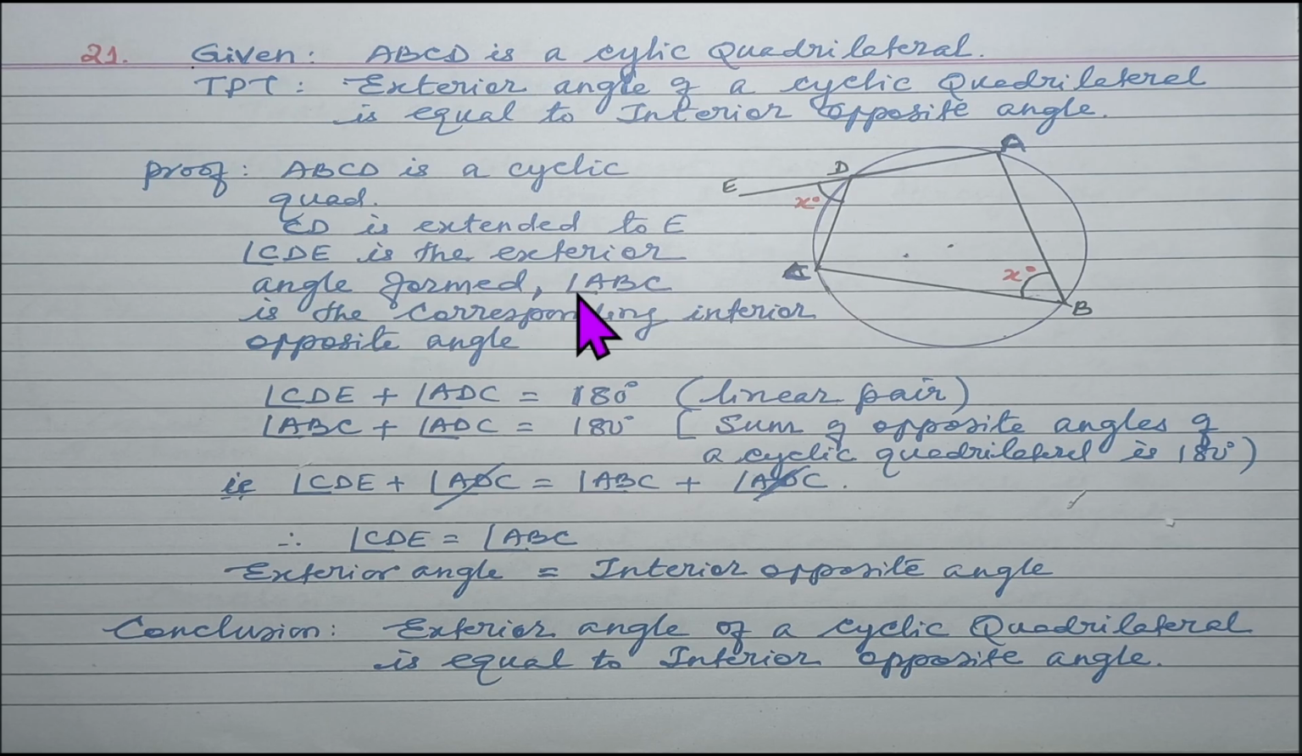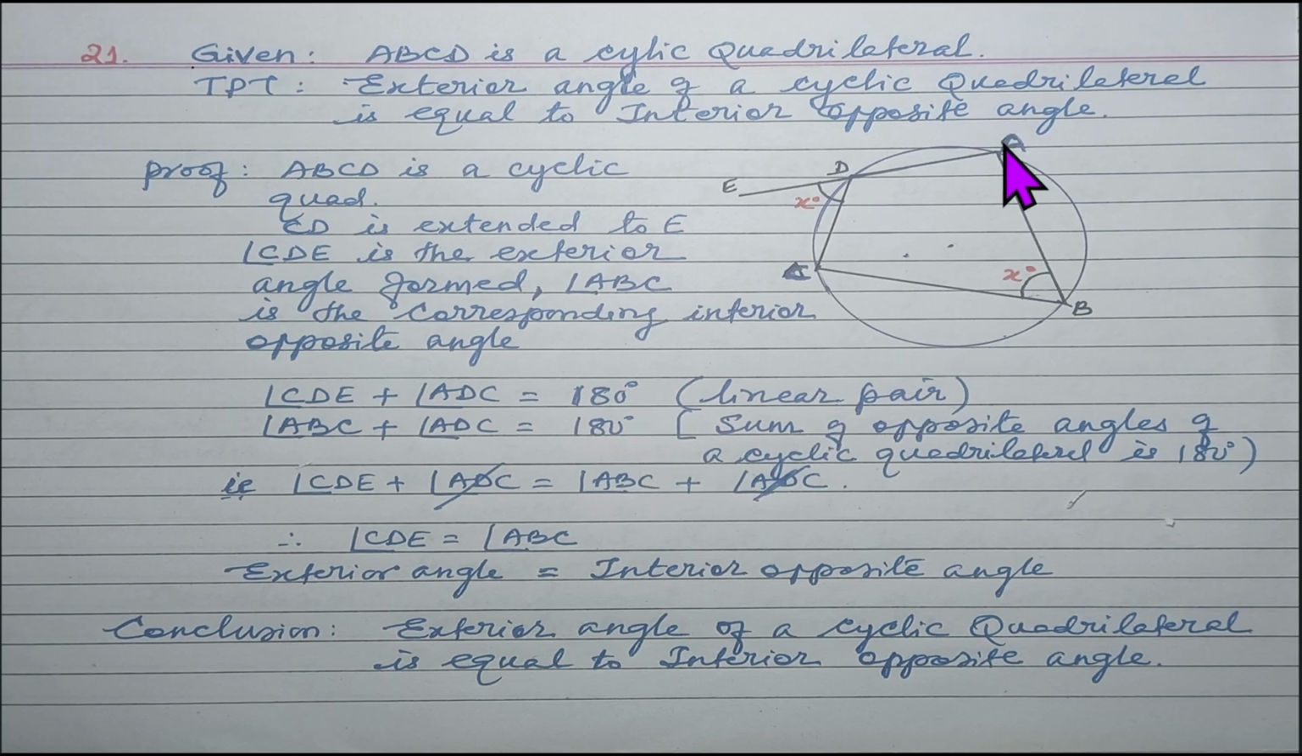CDE is the exterior angle formed, and angle ABC is the interior opposite angle. So please understand, CDE is the exterior angle. For this angle CDE, the interior opposite angle is angle ABC. Now we have to prove that exterior angle CDE is equal to interior angle ABC. Now it's very simple. Let us consider angle CDE plus angle ADC. They form a linear pair. Therefore angle CDE plus angle ADC is equal to 180 degrees. That is a linear pair.